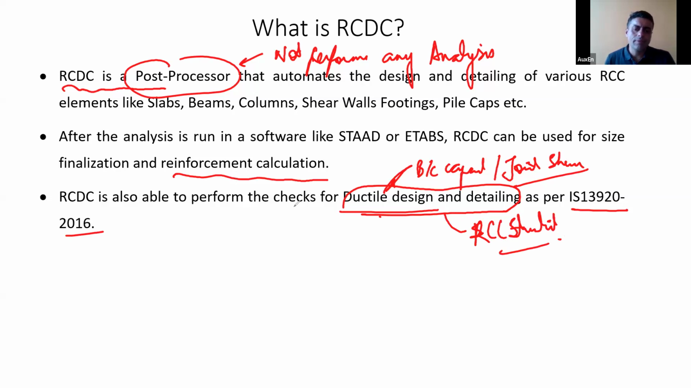So STAAD.Pro is not able to do these beam-column capacity ratios and joint shear. Okay. And neither are they putting any effort into enhancing the capabilities of STAAD.Pro, isn't it? So STAAD is almost a dormant software right now, with nothing much development happening in the software. For example, they took over RCDC and added RCDC to their platform, and so these ductile design checks are being done by RCDC. STAAD is not bothered to carry out these checks.